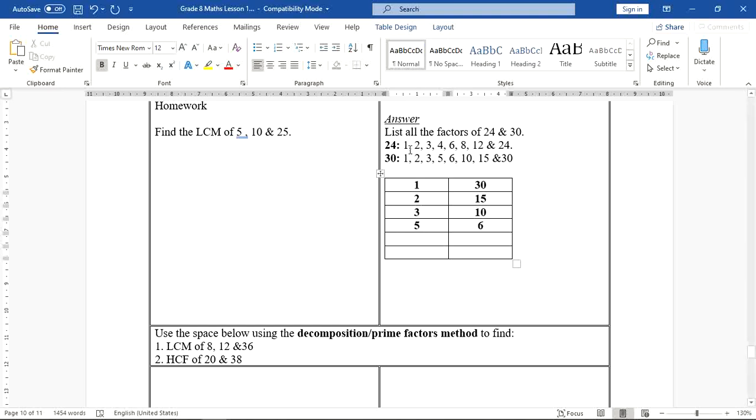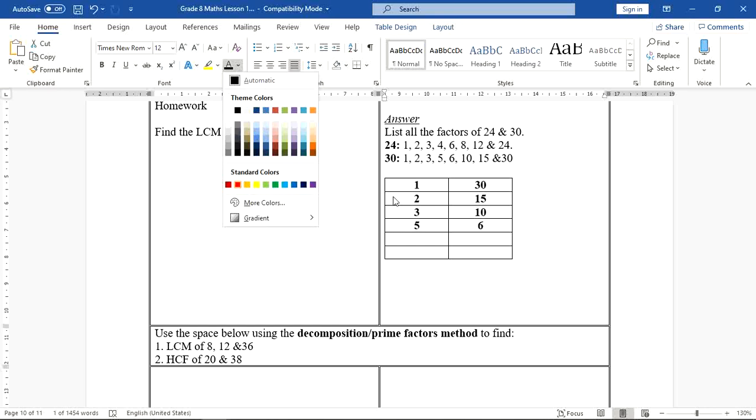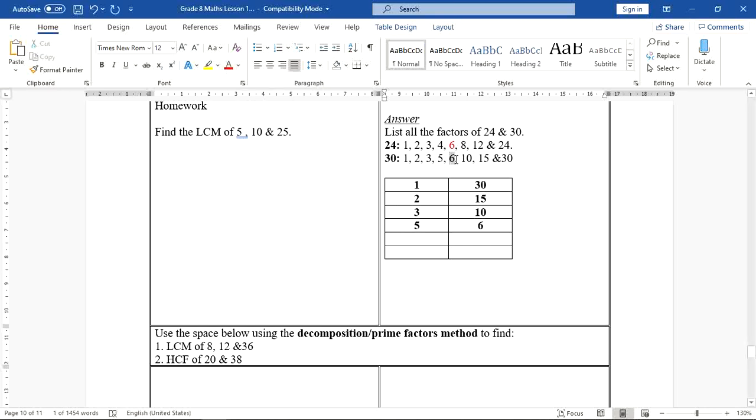So we check now. 1, 1, not the highest. 2, 2, not the highest. 3, 3, not the highest. There's a 4. There's no 4 here. There's a 5. There's no 5. What about 6, 6? Okay. There's 8 here. No 8 here. There's 10 here. No 10. 12. So I guess the highest common factor of these two numbers is none other than 6. Because after 6, there is no number that appears in the two lists.